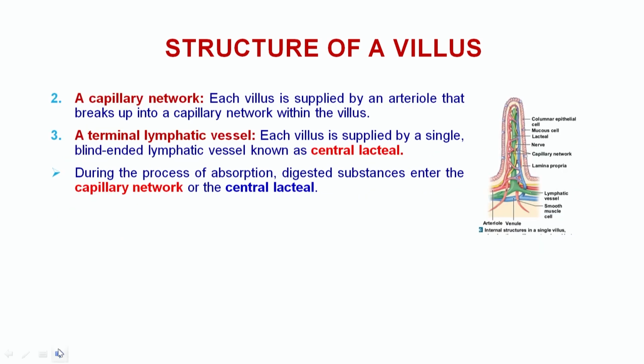The second component of the villi is a capillary network, which runs to each villus and supplies the blood that helps in the absorption of nutrients. The third component is the terminal lymphatic vessel, called the lacteal, which is involved in the absorption of fat. During absorption, digested substances enter the capillary network as well as the central lacteals.